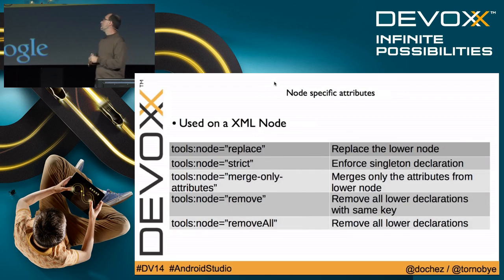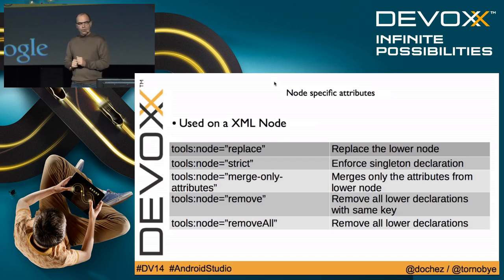Just a peek of what you can do. You can also be very specific at the node level. An activity is a node, right, or a permission is a node. So you could define rules that apply at that level. You could say, oh, I know that this library was defining this activity. I don't care about it. I want to replace it completely with this new node. Do not try to merge. That's it. That's my new node.